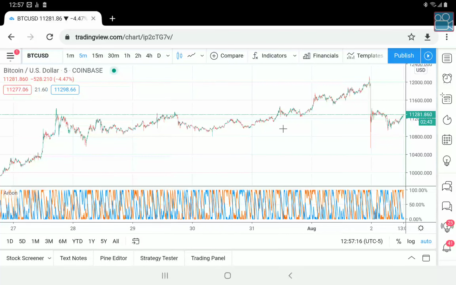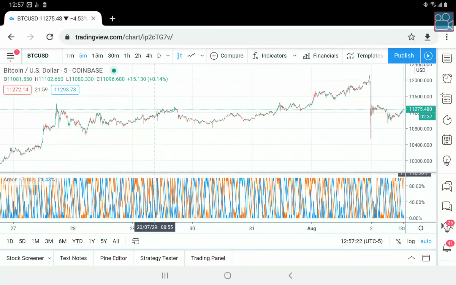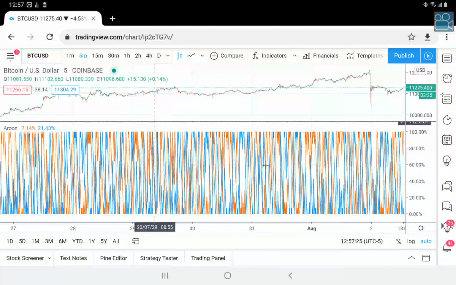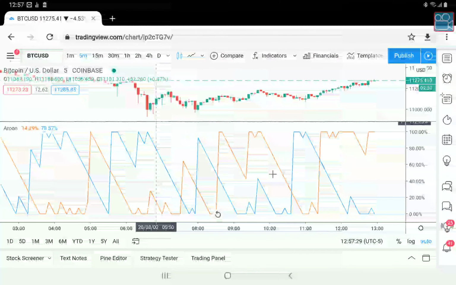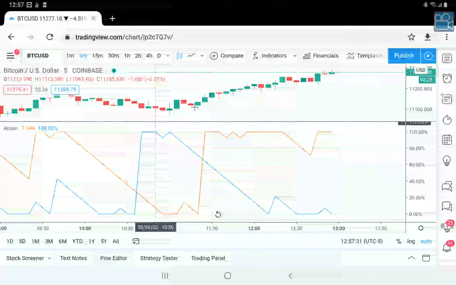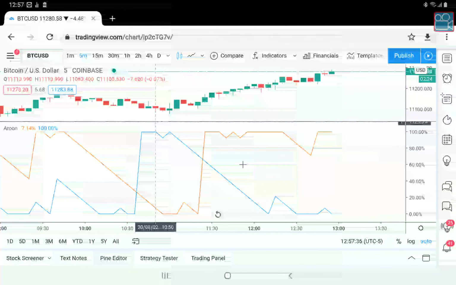So let's first enlarge this to where we can actually look at the AROON itself. AROON measures the highs and the lows of a particular price action. And then you can purchase and sell based upon the crossovers, or you can tell when the market is in a sideways status when they are parallel.